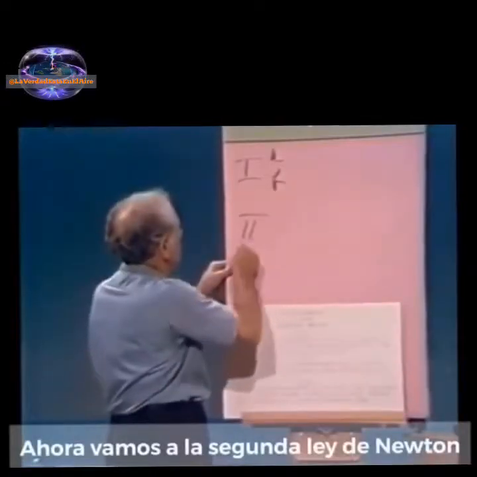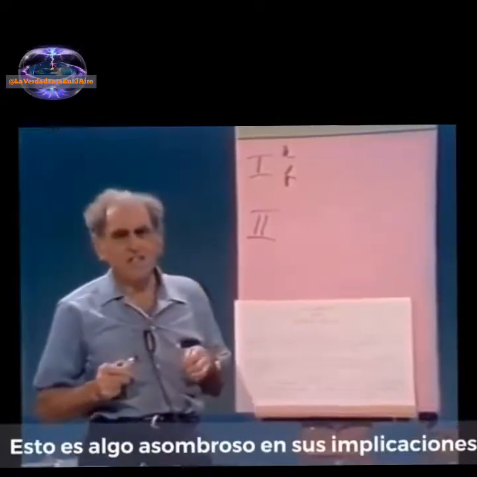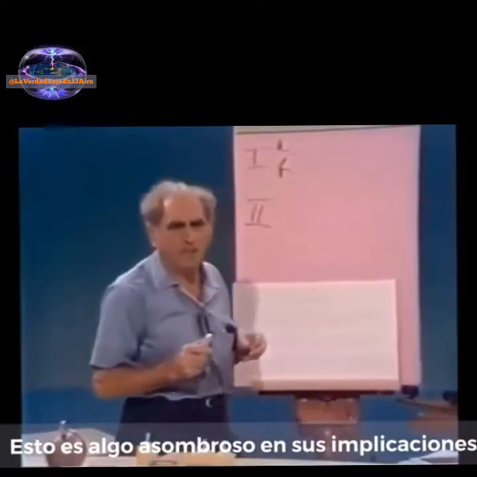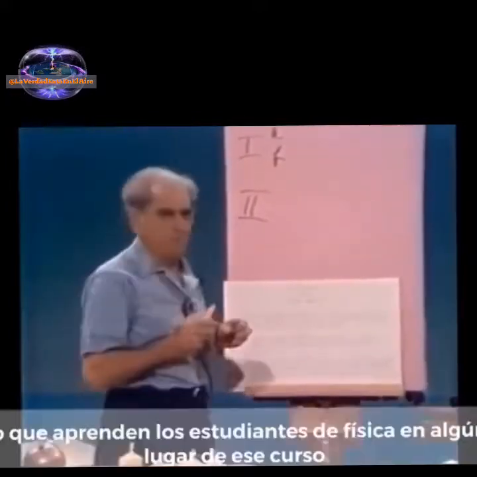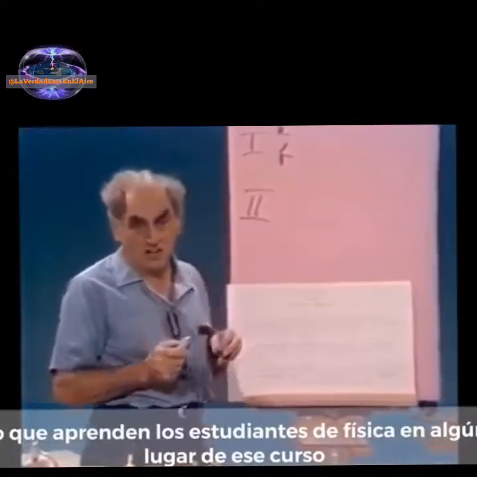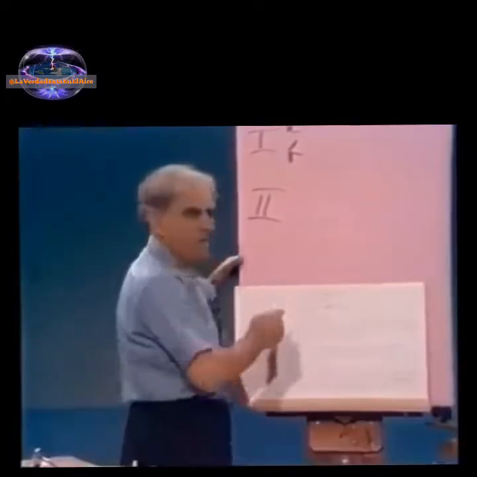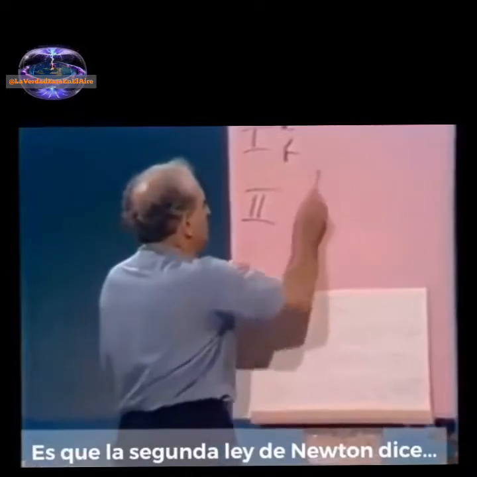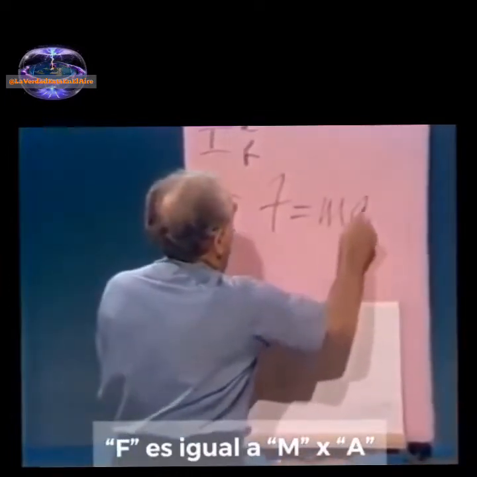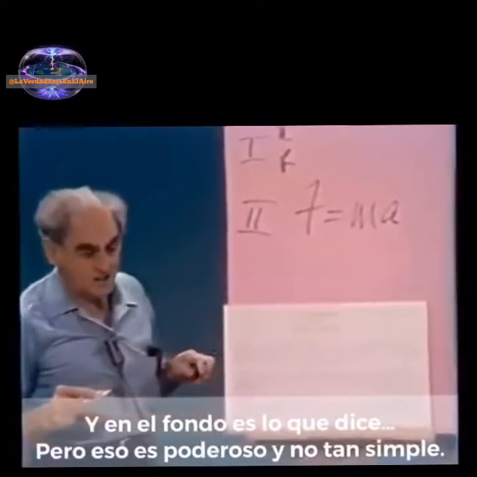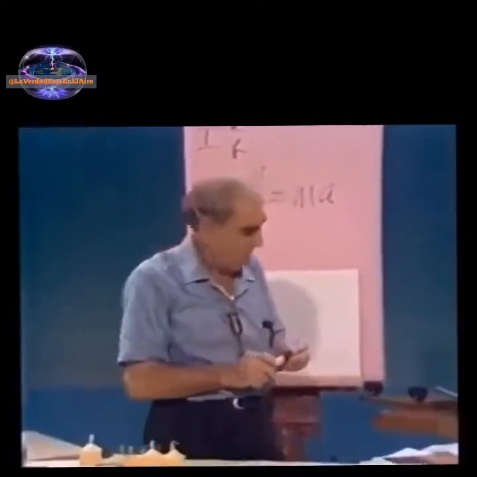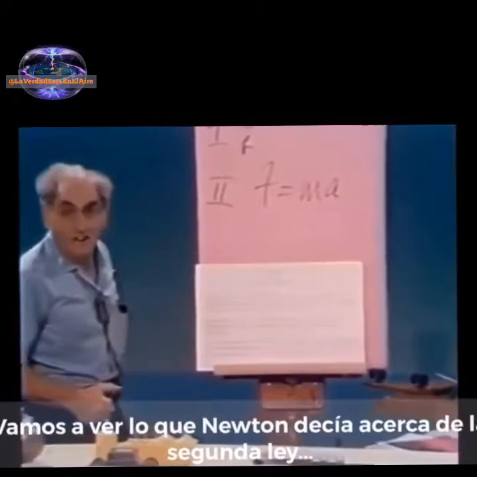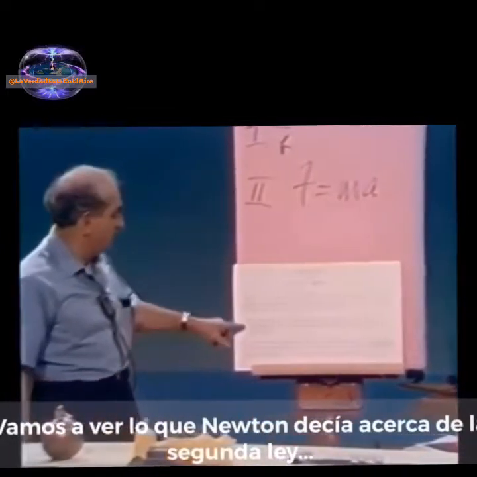Now we come to Newton's second law. This is a staggering thing in its implications and very, very difficult, really. But what students of physics learn somewhere in their course is that Newton's second law says F equals ma. And indeed, that's what it says. But that's powerful and not so easy. Let us see what Newton said for his second law.